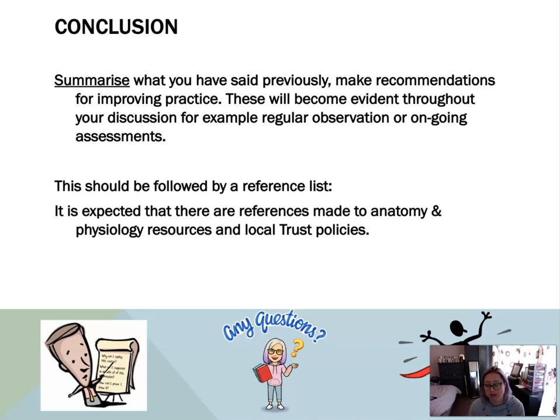Obviously, it should be followed by a reference list. We're talking APA, use whatever referencing manner is appropriate. There's loads of resources out there. Contact me if you're struggling. It's expected that there are references made to anatomy and physiology resources and local trust policies. Again, we're looking at the physiology, so you need to bring me some A&P resources in there. You're looking at treatment plans and care pathways, so there probably needs to be local trust policies or NICE guidance or something in there to show me that you've done the research as to what is best practice for the management of your condition.